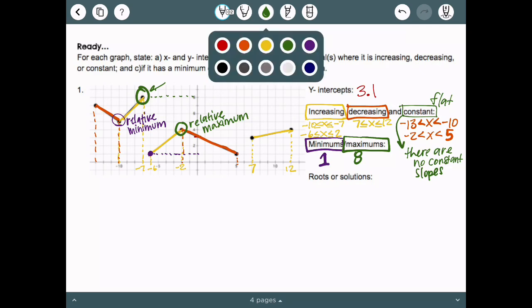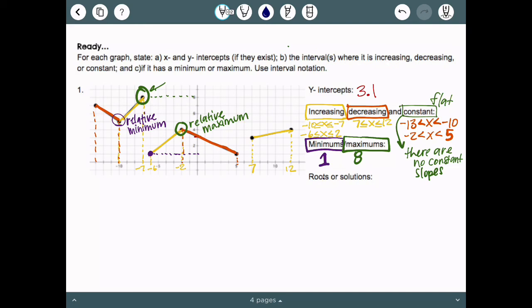For this one, we're looking for our roots or solutions. Remember, that's anywhere that crosses the x-axis. We don't see any here, and so I'd go ahead and write the word none.